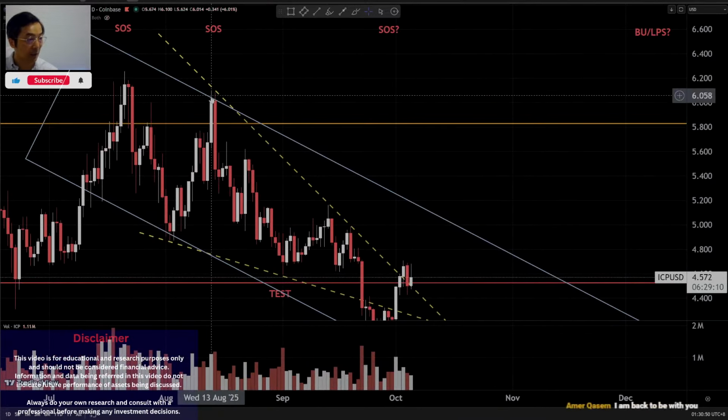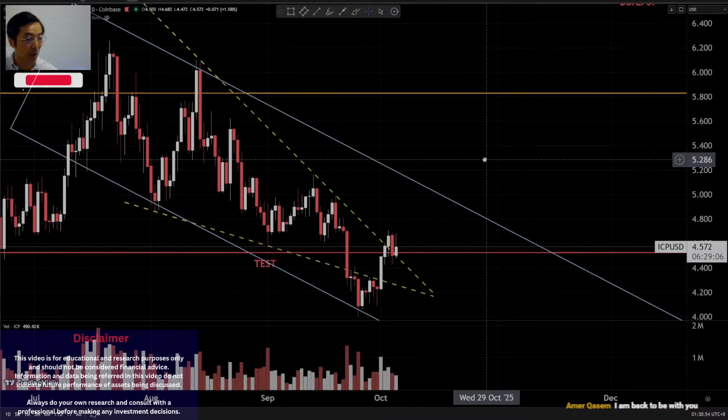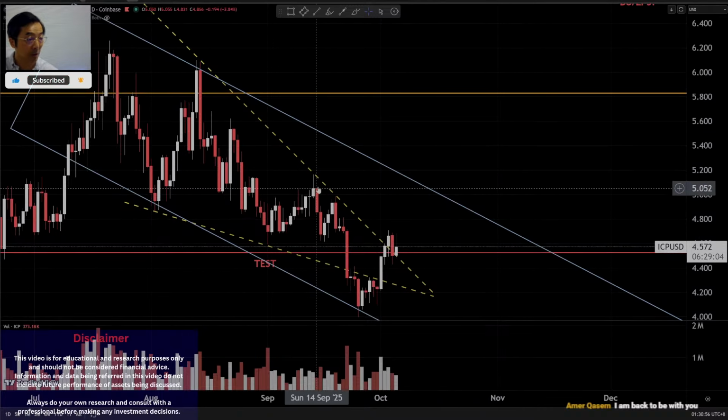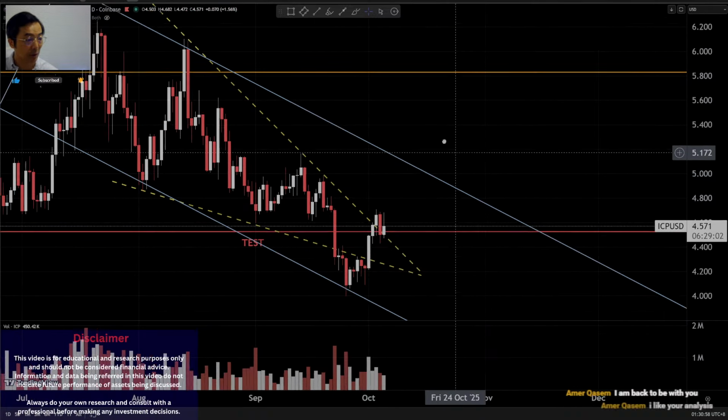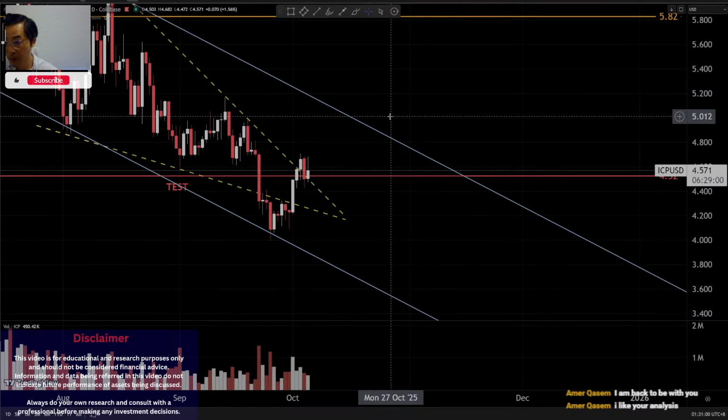The ceiling, last time the price tested the ceiling was already mid-August, so it's approaching 2 months. The price hasn't been able to challenge the ceiling of the channel.